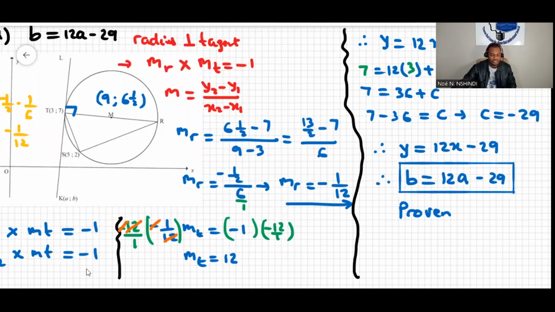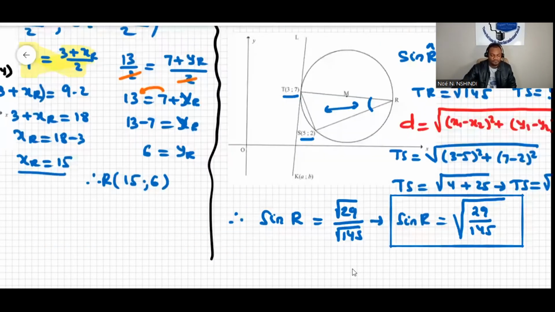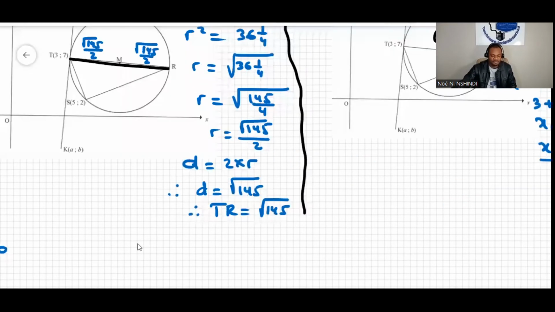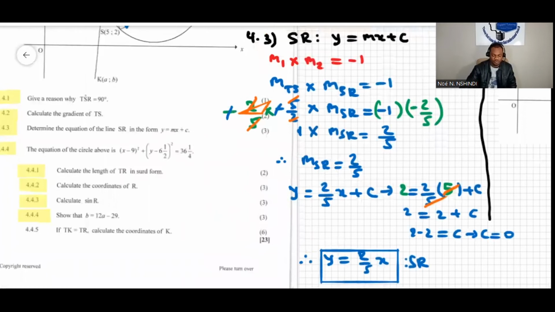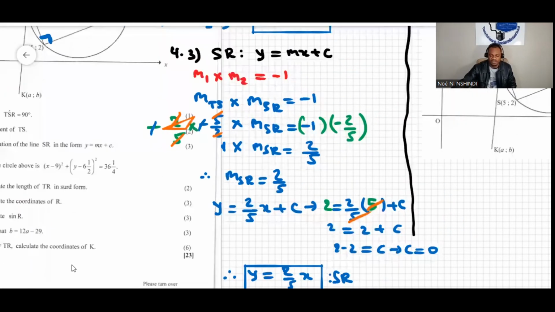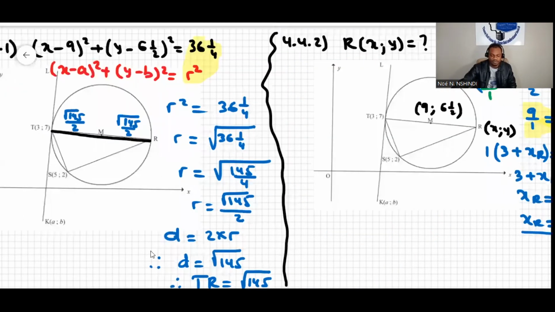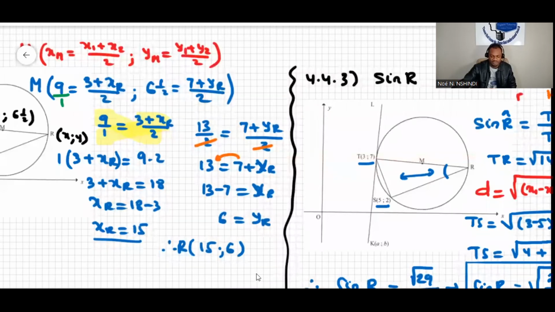Okay, the next question is question 4.4.5, I guess. The question says that if TK is equal to TR, calculate the coordinates of K. Okay, if TK equals TR, calculate the coordinates of K. Let's see. Now let me move my board over here.